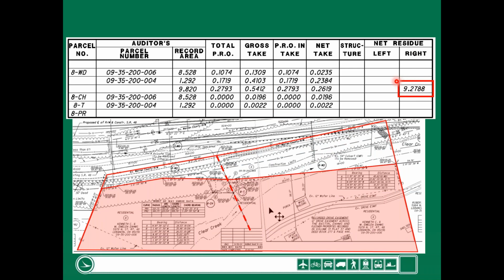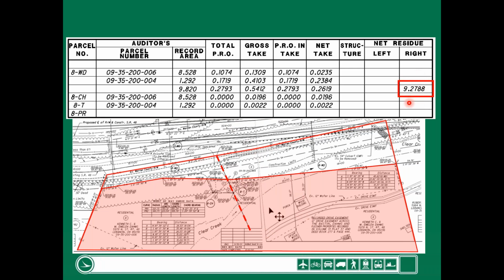Lastly is the net residue. Now the left and the right means which side of the center line. And I think I mentioned this on Tuesday, but if I didn't, I'm going to mention it now. Right and left is designated as always standing on the center line looking in increasing station. What's the higher station looking ahead? That's our right side. Then we identify the right and the left. Obviously, if the center line is right here and we're looking in increasing station, this is the right side.